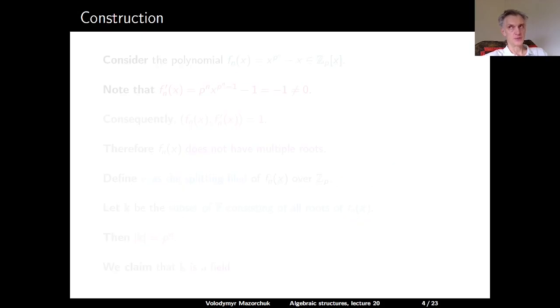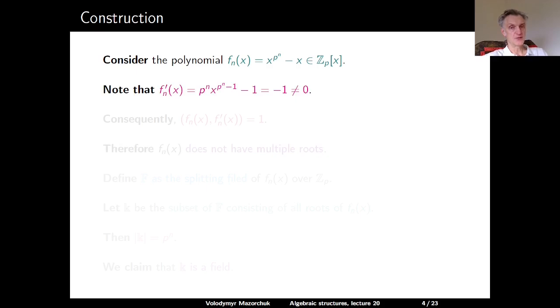Let's go to the proof of the theorem, and we start the proof with a construction of a field with cardinality p to the power n. We consider the polynomial f sub n of x, which is equal to x to the power p to the power n minus x. So that's a polynomial over Z_p.